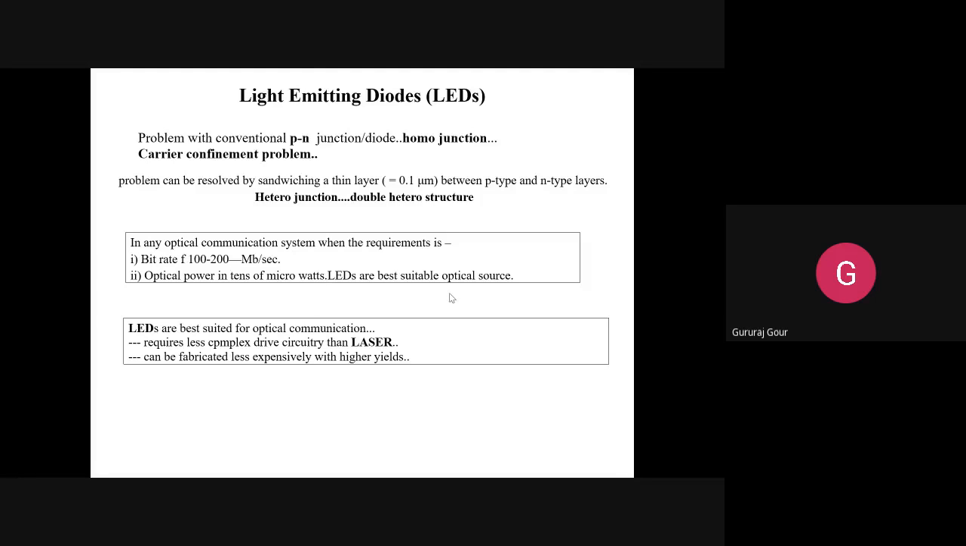This one problem, the carrier confinement problem, which contributes to low power efficiency, can be resolved by sandwiching a thin layer of around 0.1 micrometer between p and n type layers, leading to heterojunction structures. So far we discussed the p-n junction as the basis for LED having homo junctions, either p or n or both. But now we are inserting another layer of different characteristics between p and n, leading to a heterojunction, a double heterojunction structure.